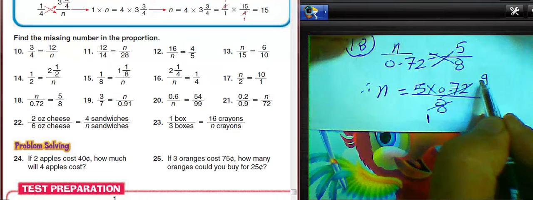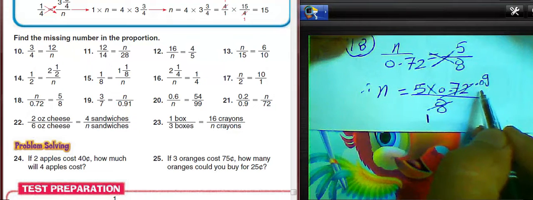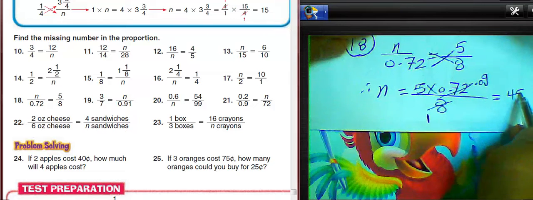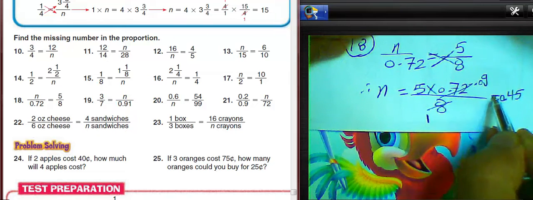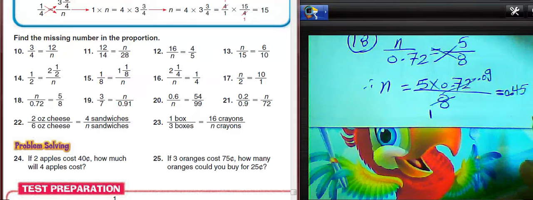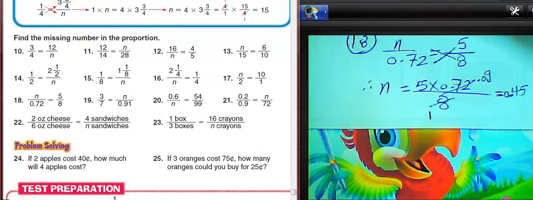And the point after 2 digits. So the result will be 900 times 5. 5 times 9 equal 45. And the point after 2 digits. So the result will be 4500. 4500. Okay?